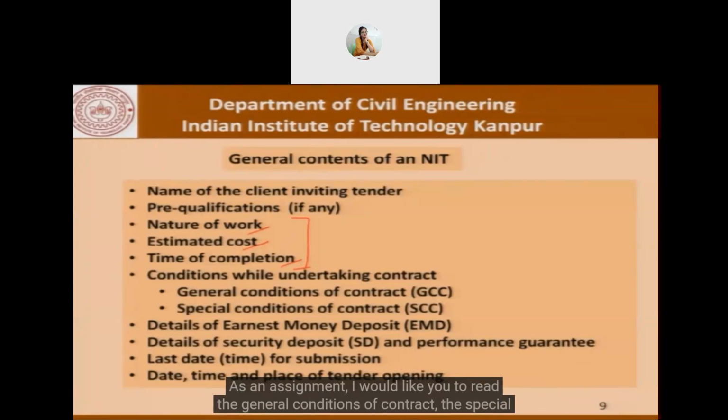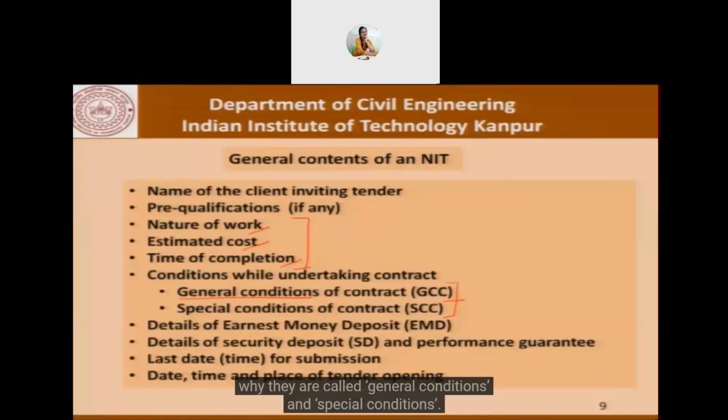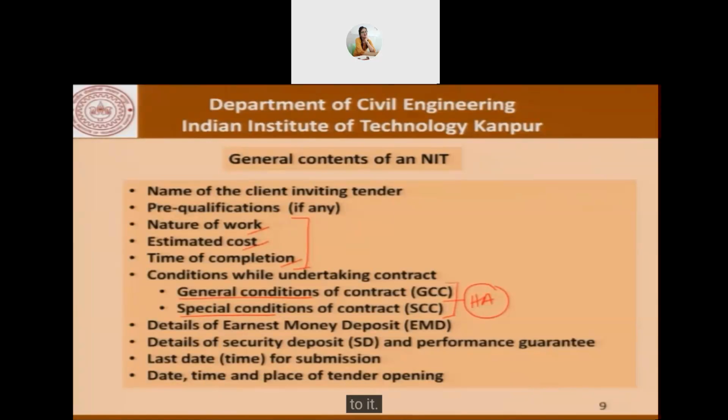As an assignment, I would like you to read the general conditions of contract and the special conditions of contract, which we'll probably try to share with you. Please do read them on your own, and that will give you an idea as to what is contained therein and why they are called general conditions and special conditions. So this is a home assignment which I'm leaving for you. It's more like food for thought. Obviously, there is no answer or solution to it. Possibly at some point in time in the course, we will discuss it.